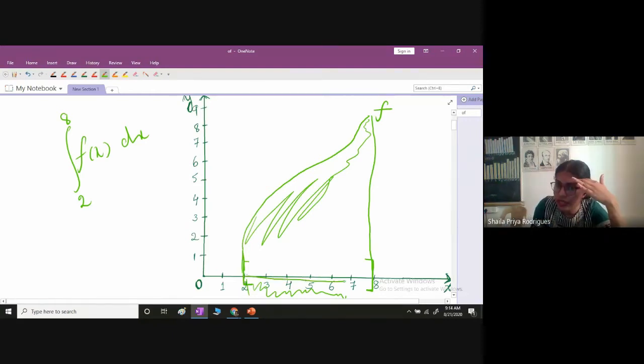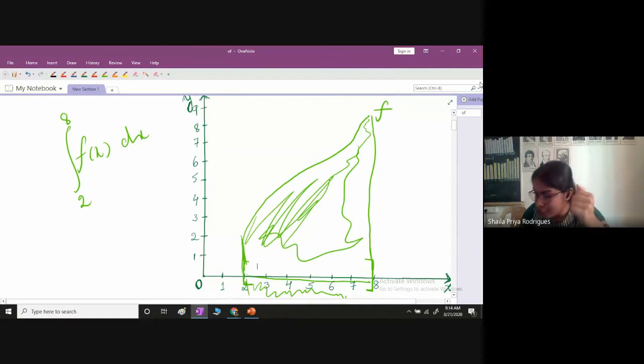When you integrate f of x with respect to x from 2 to 8, the area that you get is under the curve and above the x-axis and between these boundaries. We're trying to find this area. What leads do you have to find out this area mathematically?